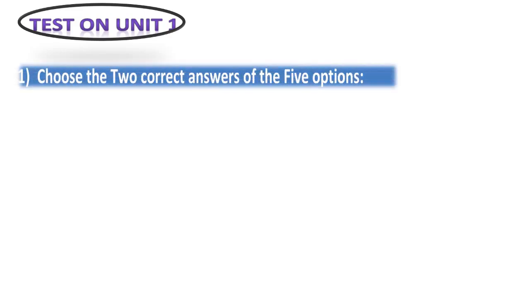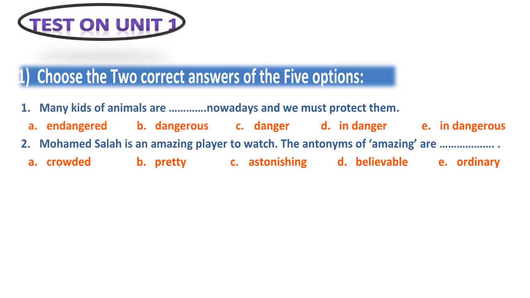ودلوقتي هننتقل إلى test on unit 2. شوف test on unit 2. Number 1, choose the 2 correct answers of the 5 options. Number 1, many kinds of animals are nowadays and we must protect them. And we have here endangered, dangerous, danger, in danger, and endangerous. طبعا زي ما خدنا في this unit, we will choose endangered.